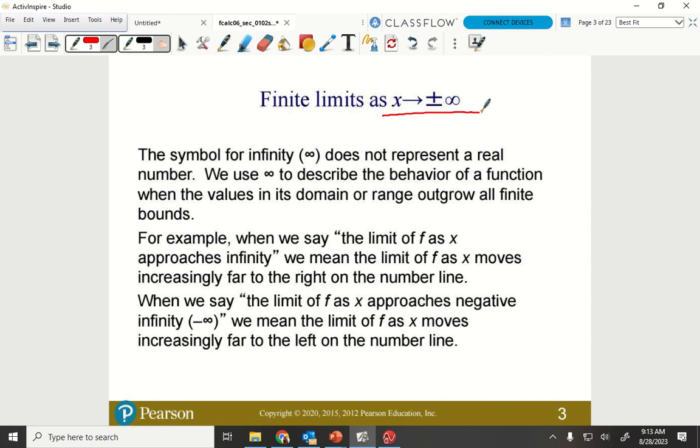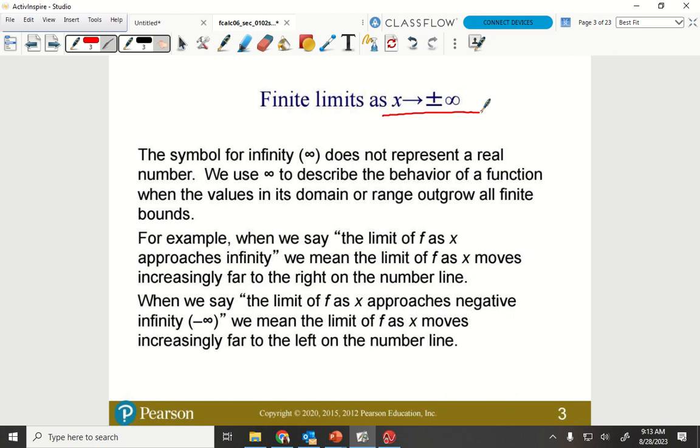So infinity does not represent a real number. It is a behavior. I would refer to it as an idea, because can you put infinity on a number line? No, it's an idea. So it's not a real number, and it's just an idea of what represents numbers.